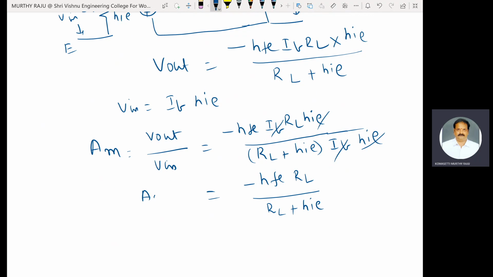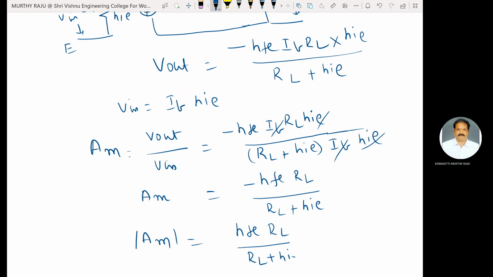This is AM, the mid frequency voltage gain for the mid frequency range of that two-stage transistor RC coupled amplifier. Mod AM is equal to mod HFE RL by RL plus HIE. Therefore, the magnitude of AM is equal to HFE RL by RL plus HIE.